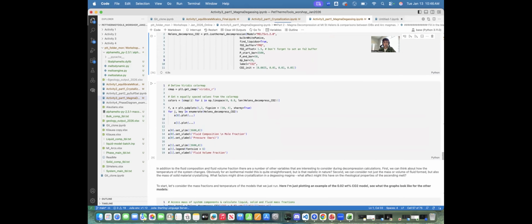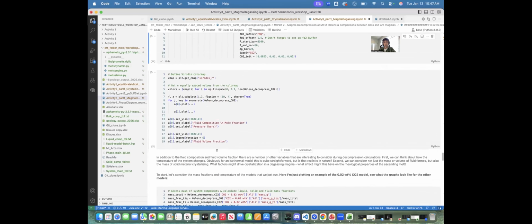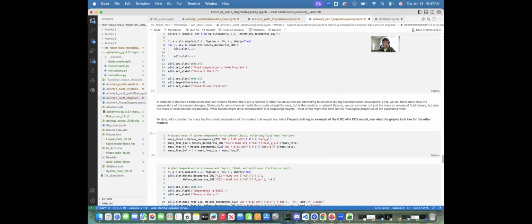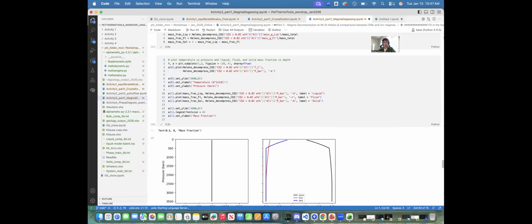We could do this plot here, which would be doing the same as above, plotting the fluid composition and the fluid volume fraction. But actually what's more interesting is to go down here, and in here I'm extracting the mass of the system and the mass of liquid against the total mass, the mass of fluid against the total mass. And I'm saying solids are 1 minus the mass of liquid and mass of fluid, essentially. So I'm not worrying about what the solids are at this point. I'm just going to plot what is the mass of these components.